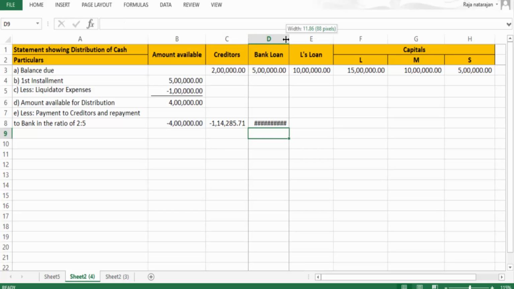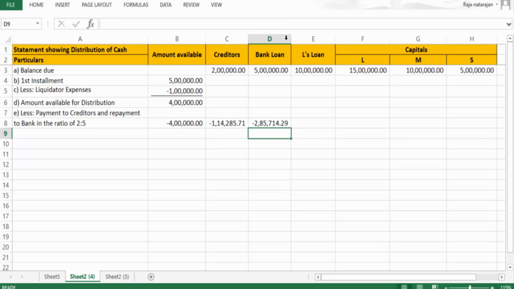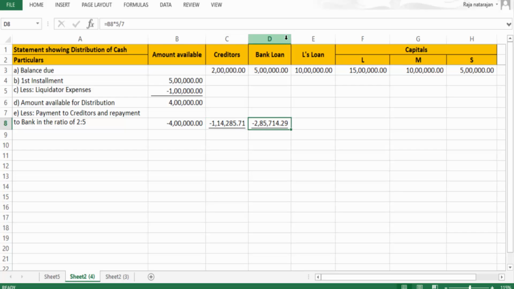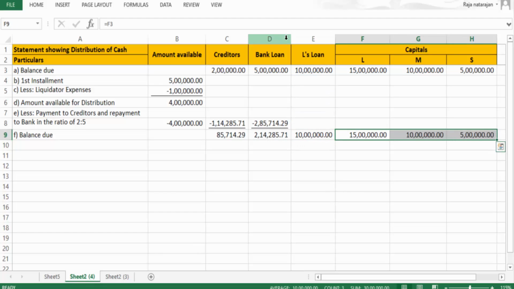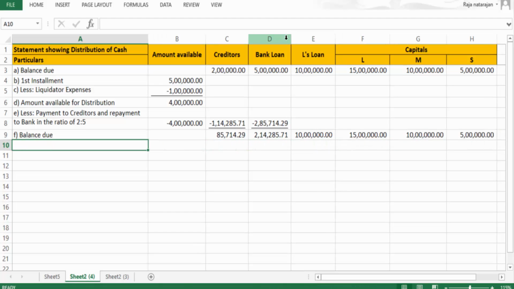And what is the amount? It is 2,85,714. So this 4 lakh got paid. Now let's arrive at the balance once again. Balance due for creditors is 2 lakh minus 1 lakh 14 thousand something, so we have 85,714. For bank loan it's 5 lakh minus this, and we have 2 lakh 14,000. For the others no payments have taken place, so we can simply copy this. Whatever is the balance, that continues.